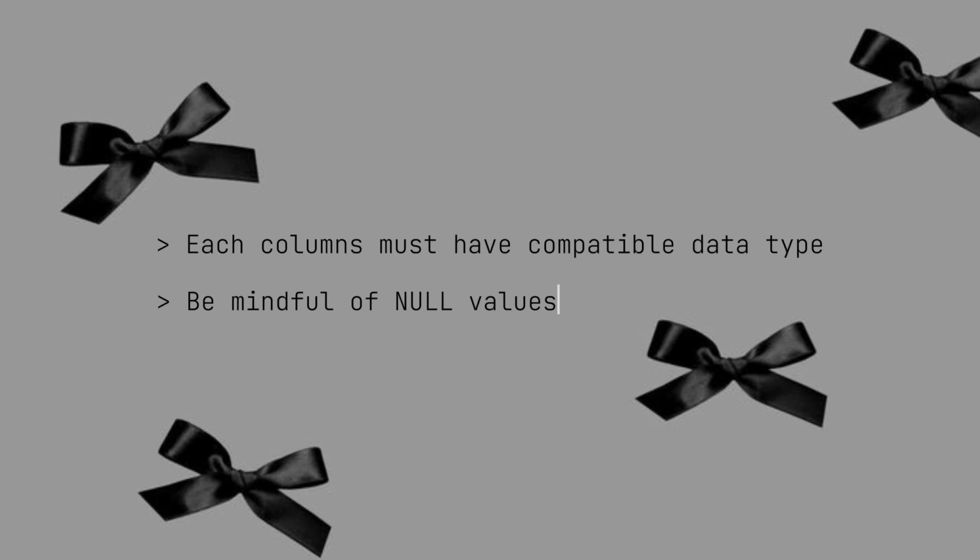Now, let's discuss some important points to remember when using the subtraction operator in SQL. First, make sure the columns you're subtracting from each other have compatible data types. For example, you can't subtract a string from an integer. Second, be mindful of null values. If any of the columns contain null values, the result of the subtraction will also be null. And that's a wrap for mastering the SQL subtraction operator.